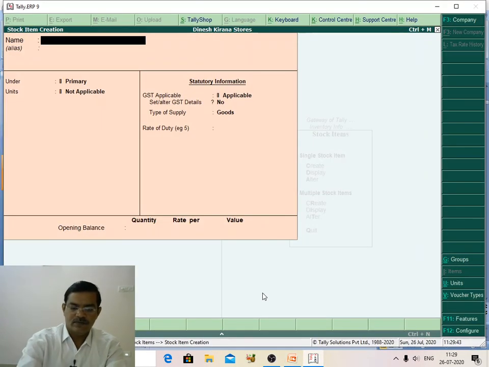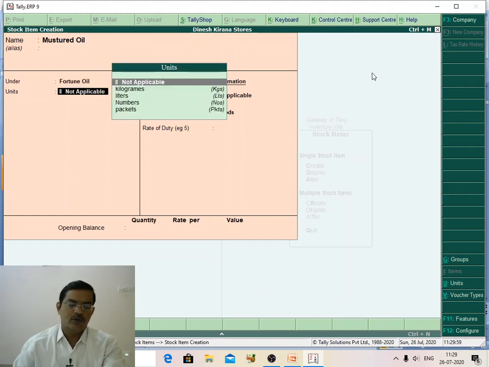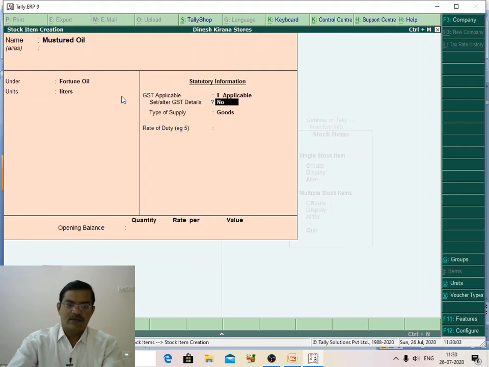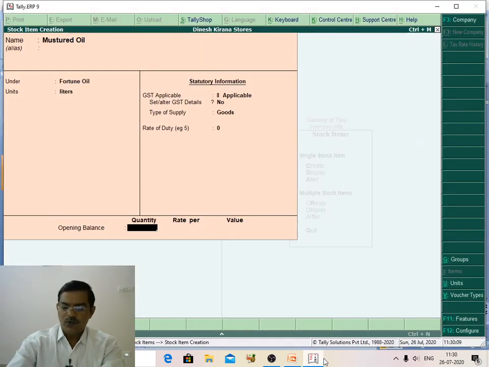Third one is mustard oil. It is under the Fortune Oil group. How is it measured? You can measure in terms of liters. So what is the available quantity here? The available quantity is 250 at 120.